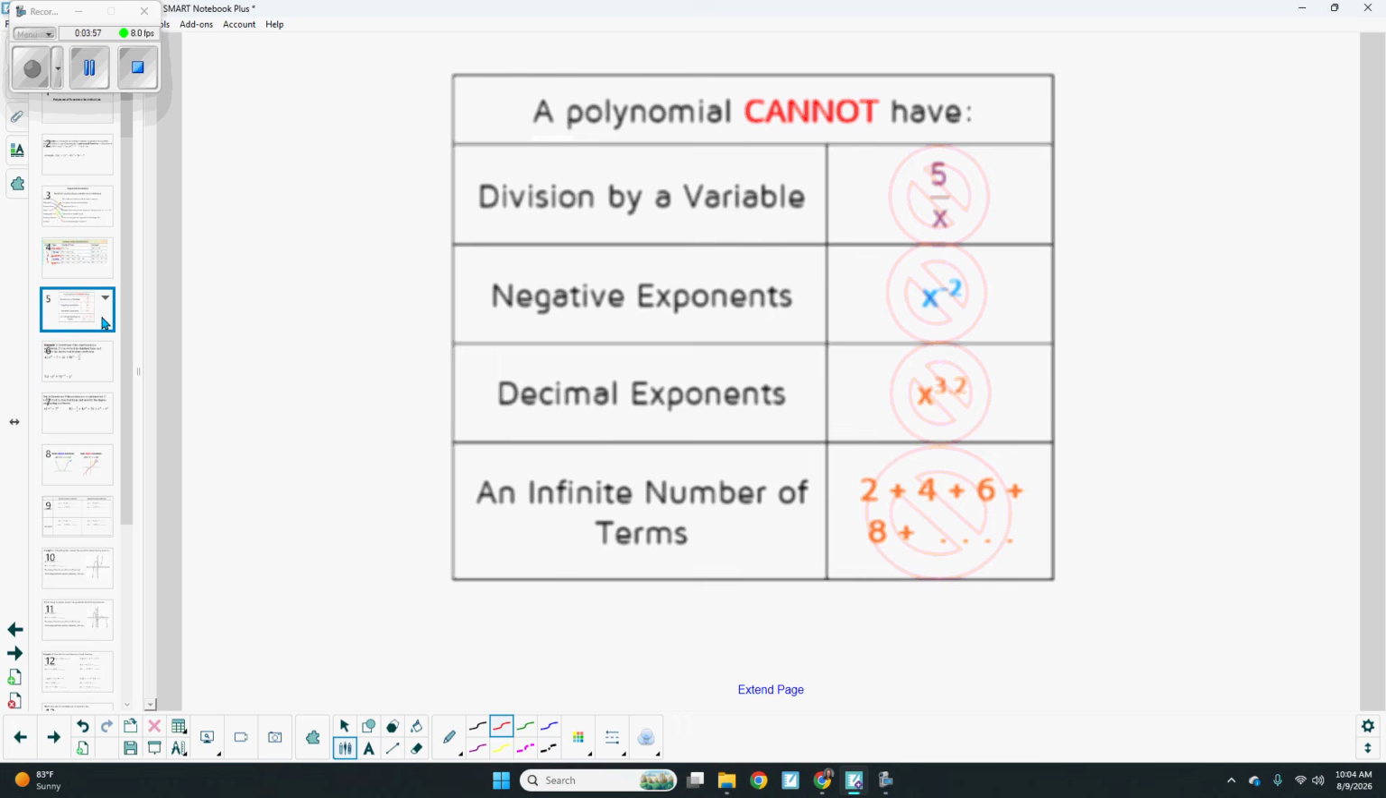So some things about polynomials. Not everything with multiple terms is considered a polynomial. It cannot have division by a variable, so there cannot be any variables in denominators. You can't have any negative exponents, because that would essentially put the variable in the denominator. You can't have any decimal exponents. All the exponents have to be whole numbers. And it can't go on forever. If you see a plus dot dot dot, it's not a polynomial because that means it goes forever. There has to be an ending point, plus some last number there.